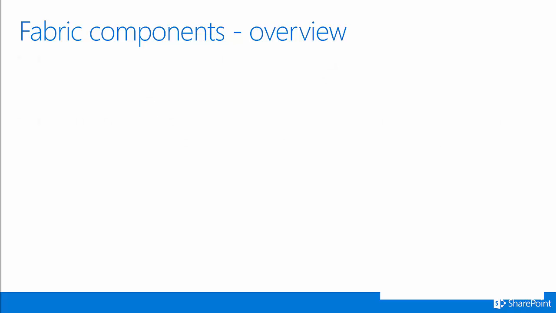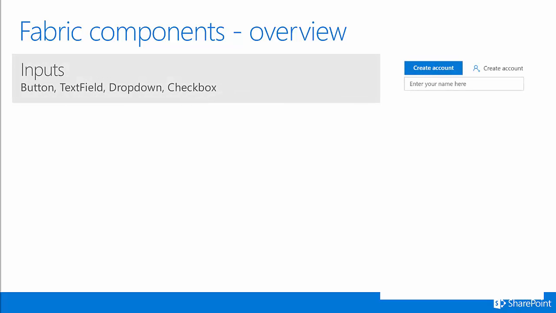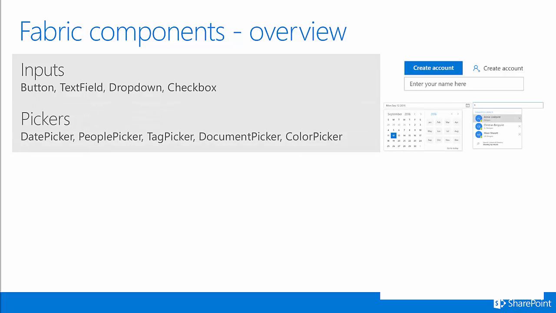Components are the building blocks, and they are all built responsibly. You have inputs that you can use, such as buttons, text fields, drop-downs, and checkboxes. Some of those are shown here. You have different pickers you can choose from. You can pick from dates, people, tags, documents, and colors.